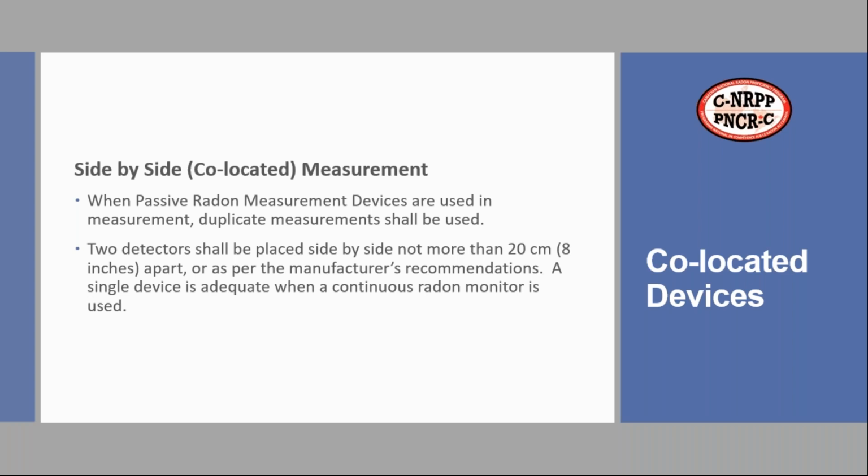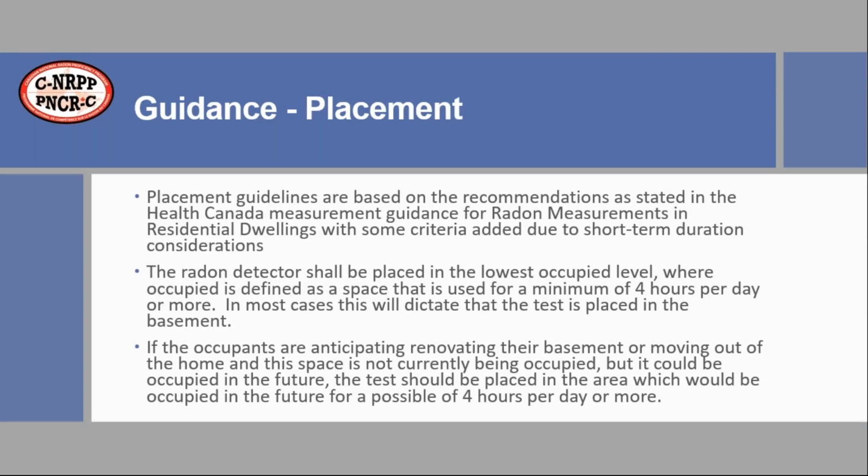So 2 detectors shall be placed side by side in close proximity, so not more than 20 centimeters apart, or as per manufacturer's recommendation. However, when a continuous radon monitor is used, a single device is adequate.